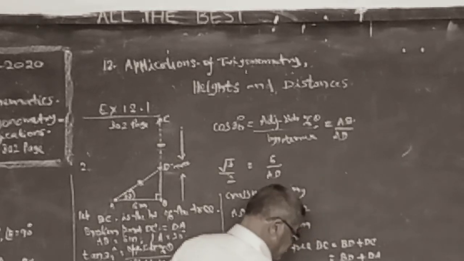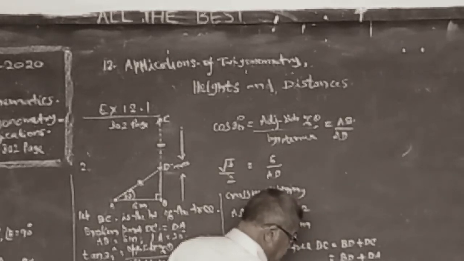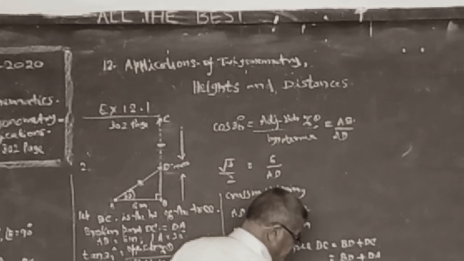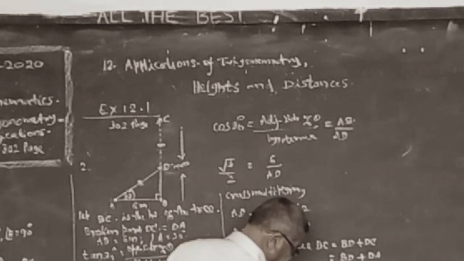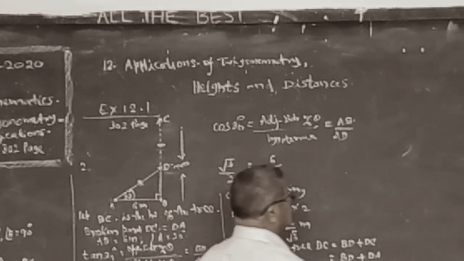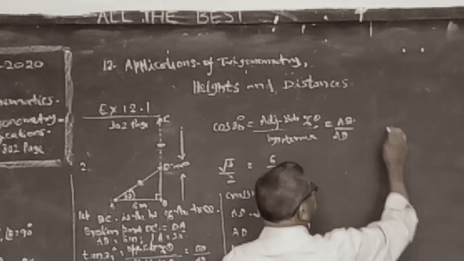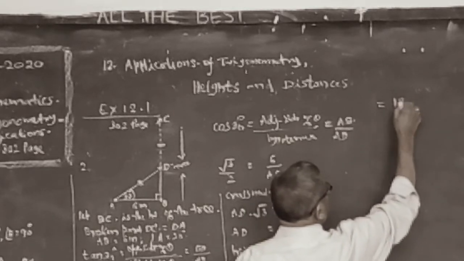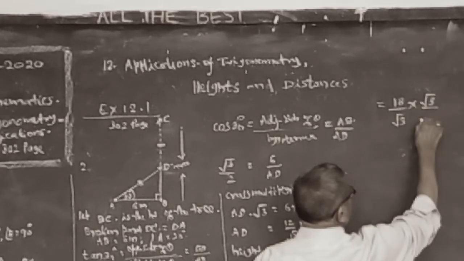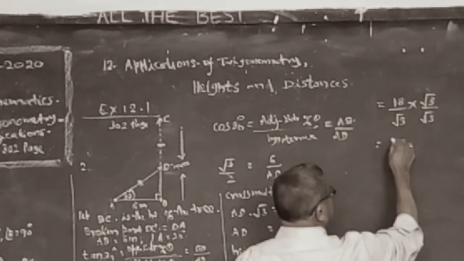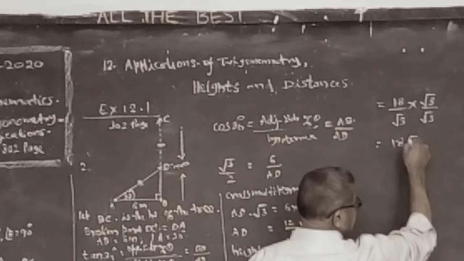The LCM is root 3. So this is 6 plus 12, this is 18 by root 3. 18 by root 3 can be written as 18 by root 3 into rationalize root 3 by root 3. Now 18 root 3 by 3.